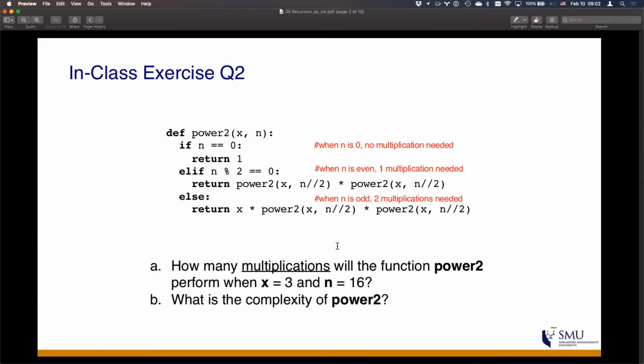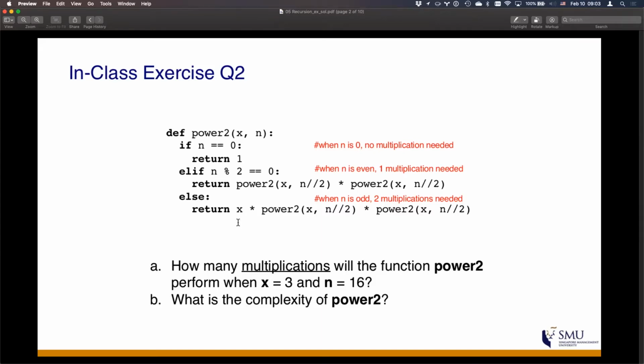Suppose n is even, then x to the power of n is simply x to the power of n over 2 multiplied by itself, 2 times. If n is an odd number, then all you need to do is multiply these 2, but make up the missing piece by providing another x in front.